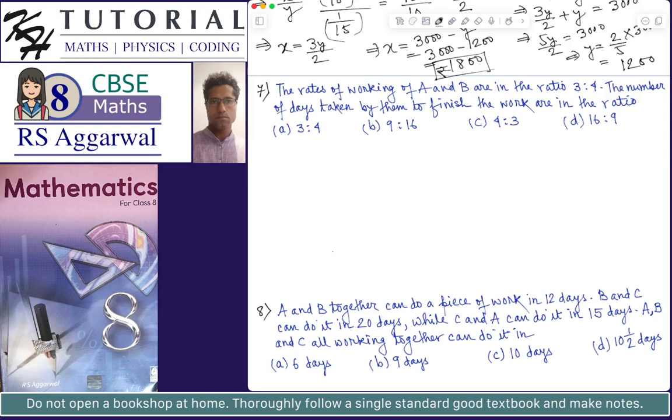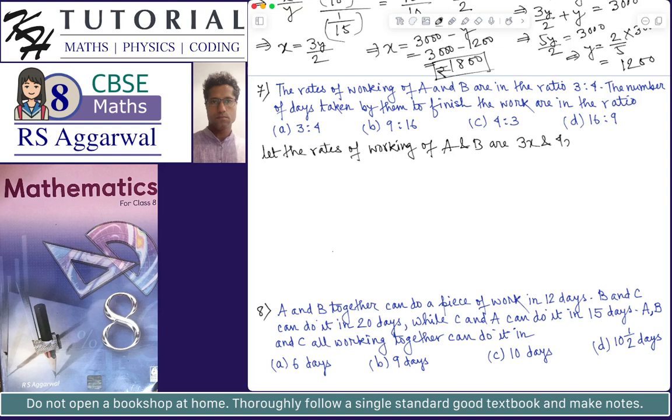Based on the ratio given, 3 is to 4, that is the ratio of the rate of their working, we can assume that the rates of working of A and B are 3x and 4x.